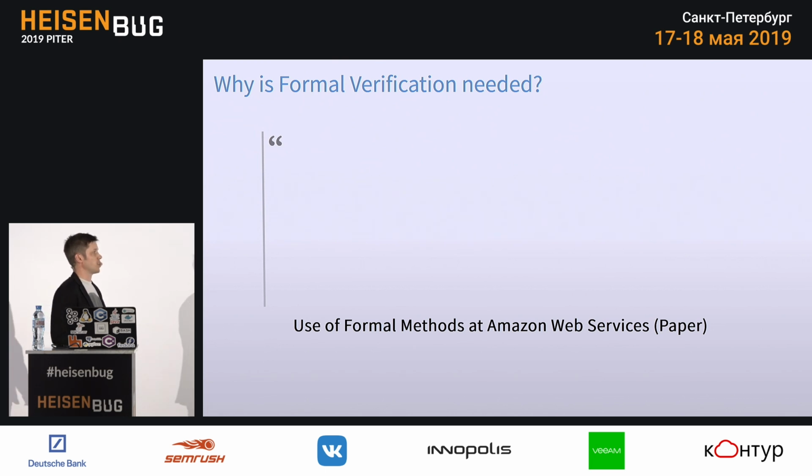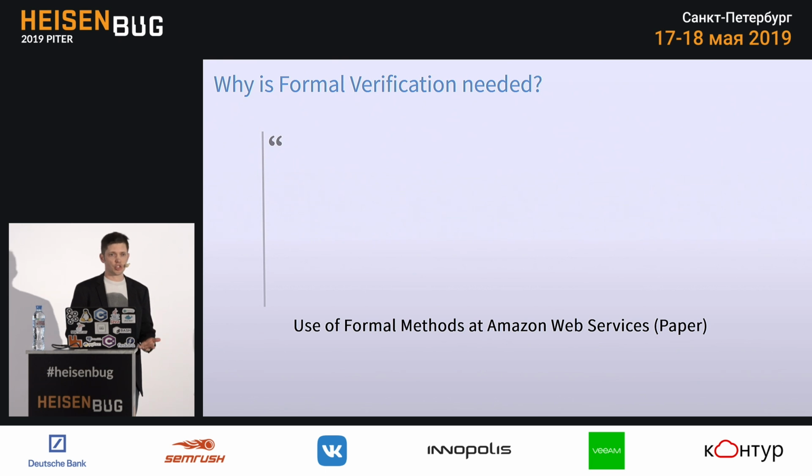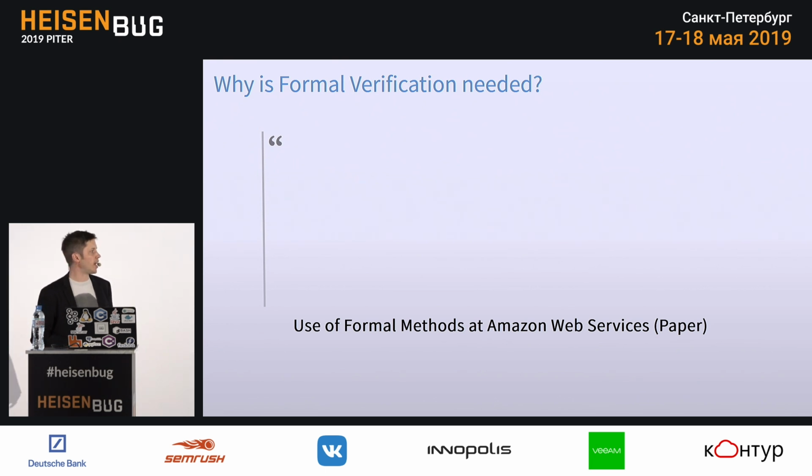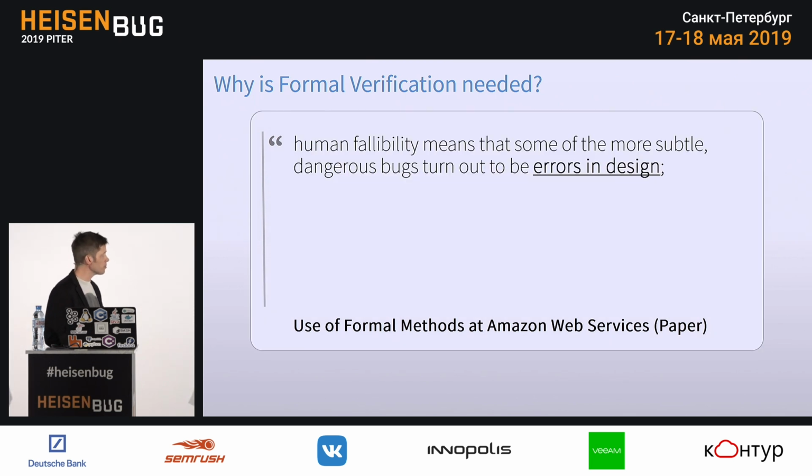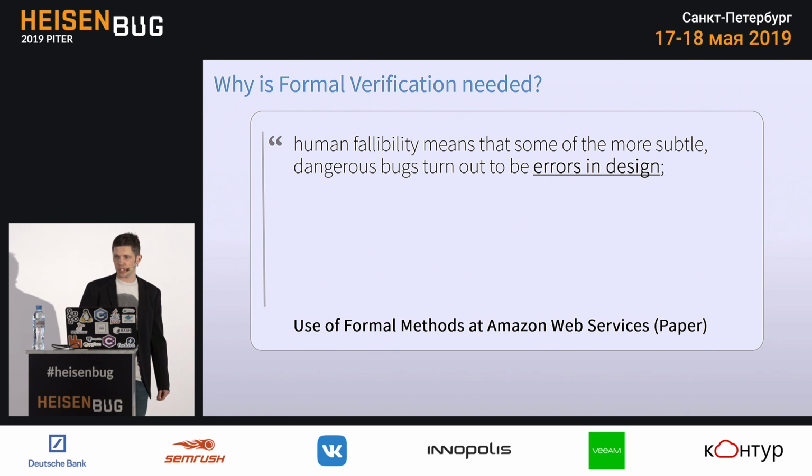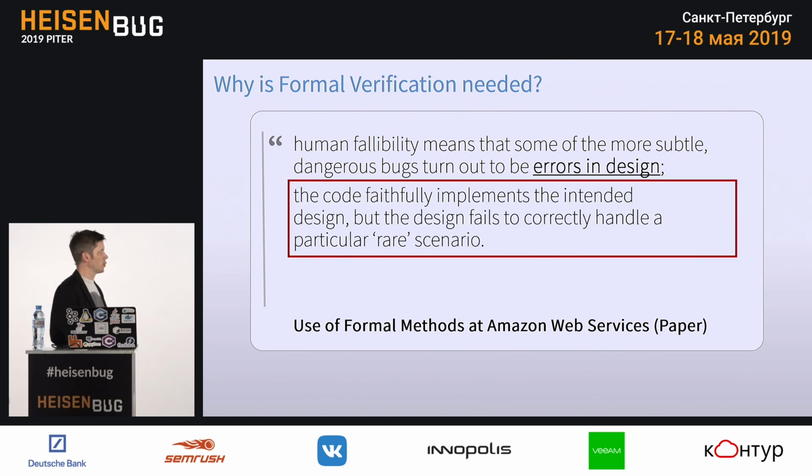One of the first proponents of formal verification in industry by practical engineers, not just in academia, was AWS. They started using TLA+, which is a formal verification language, to verify S3, DynamoDB, and now tens of their services. In their paper, they said that human fallibility means that some of the more subtle and dangerous bugs turn out to be errors in design. And we've just seen a protocol defect that was purely a design. The code that Kafka wrote implemented the design, but the design was wrong. The code faithfully implements the intended design, but the design fails to correctly handle a particular rare scenario.